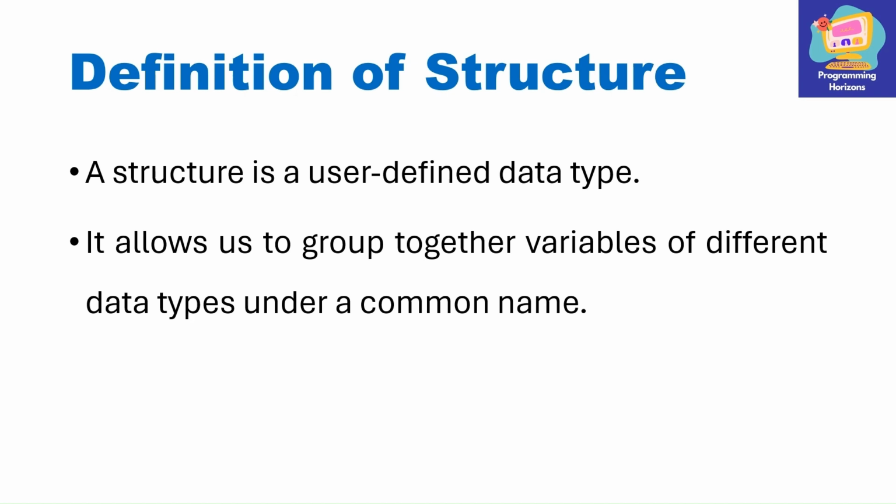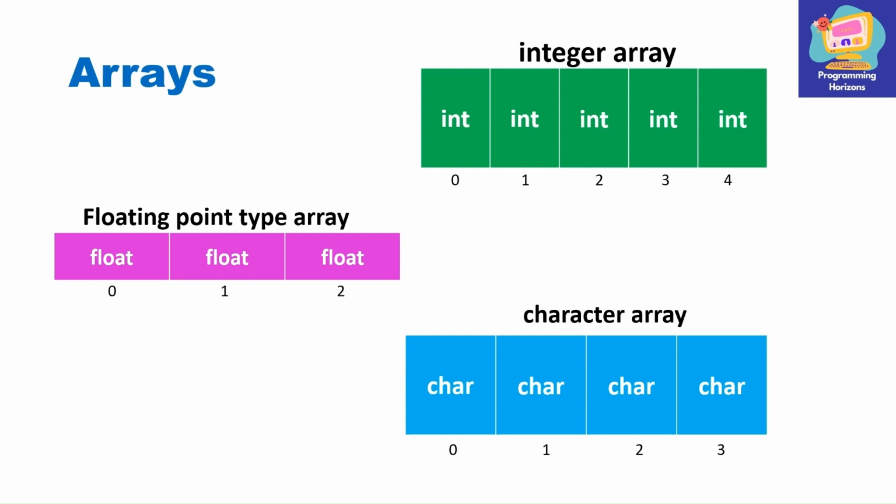This is similar to arrays. We have already covered the topic of arrays, where we have seen that an array is also a user-defined data type that groups together elements of the same type. So we can have an integer type array where all integer or non-decimal values can be grouped together. We can have a floating point type array which contains decimal points, and we may have a character array also.